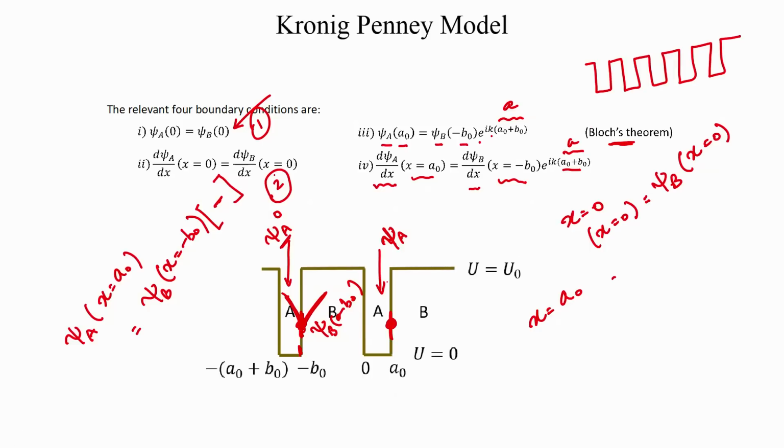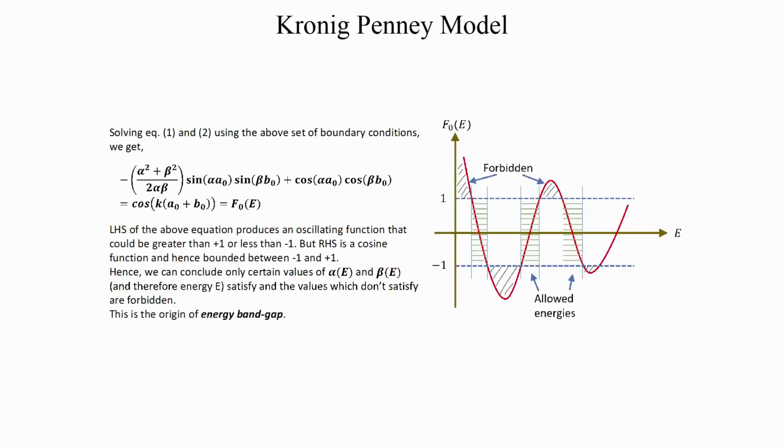And now using these 4 boundary conditions, we can solve for psi a and psi b and obtain a wave function that is much more accurate. And then we can go ahead and start calculating energies and all the other attributes of the wave particle that exists in this periodic potential well. Now, upon solving these linear equations and after calculating these coefficients, we will end up with a relation of this sort.